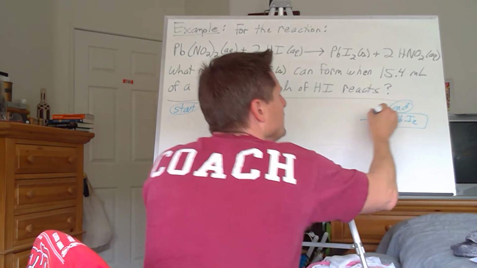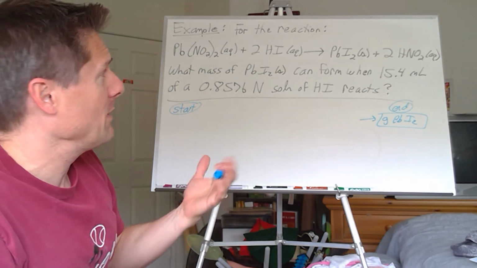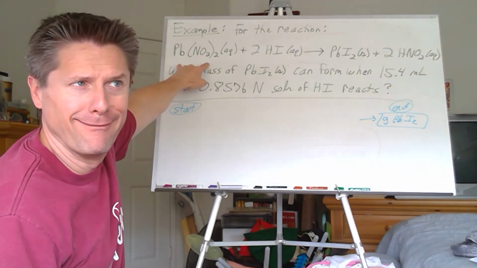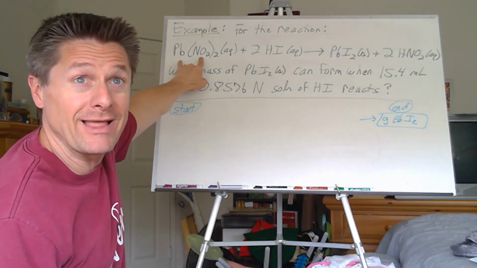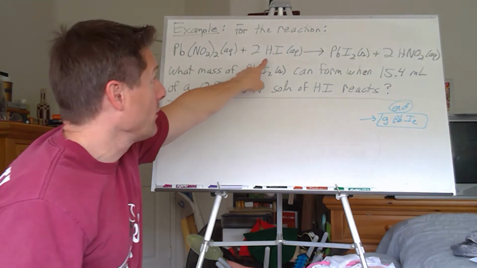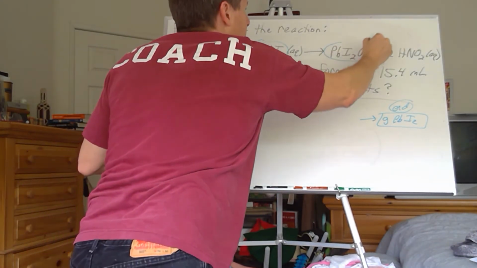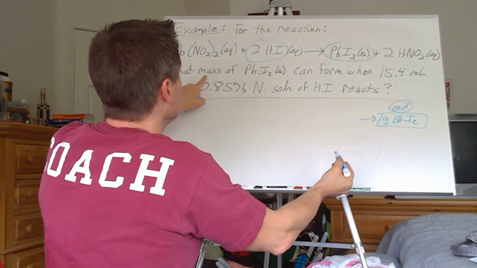That's where we want to go. What information are we given? We're not given anything on the lead-2 nitrite. NO3 would be nitrate, so that's lead-2 nitrite solution. We were getting information on the HI. So what we're doing effectively is working backwards.